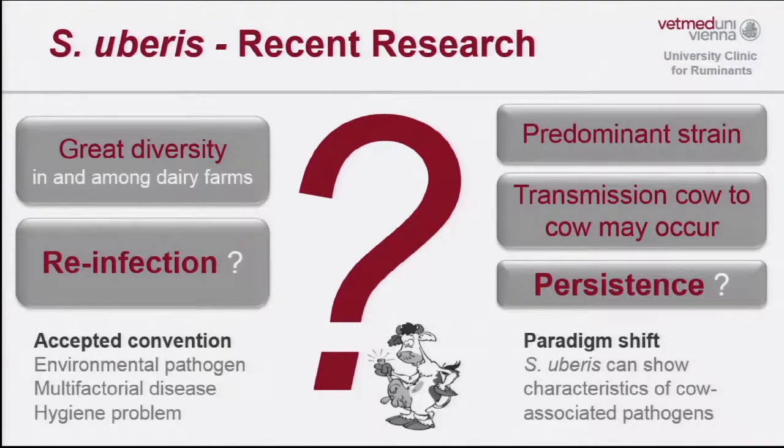Persistent infection could be observed, and Strep uberis spread within a herd by the milking machine has been discussed, suggesting that cow-to-cow transmission may occur. And this is a kind of paradigm shift that Strep uberis can show characteristics of cow-associated pathogens like Staph aureus.